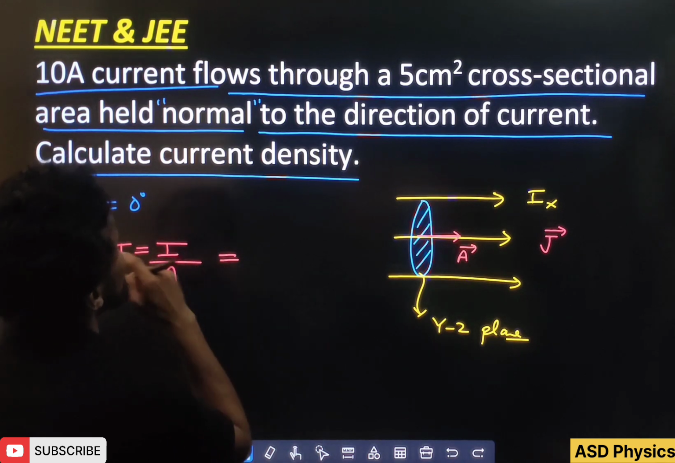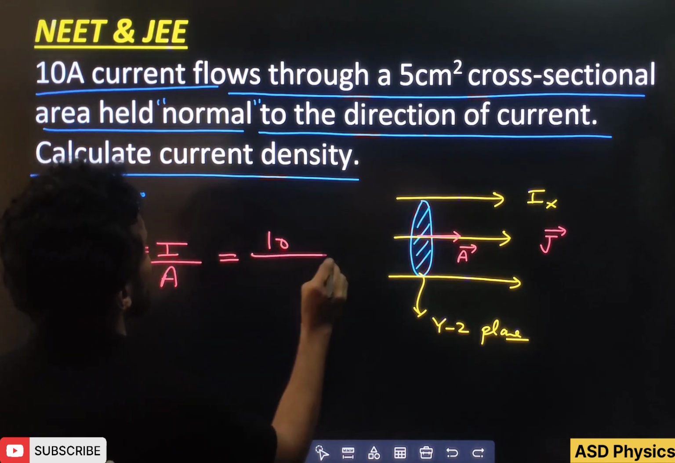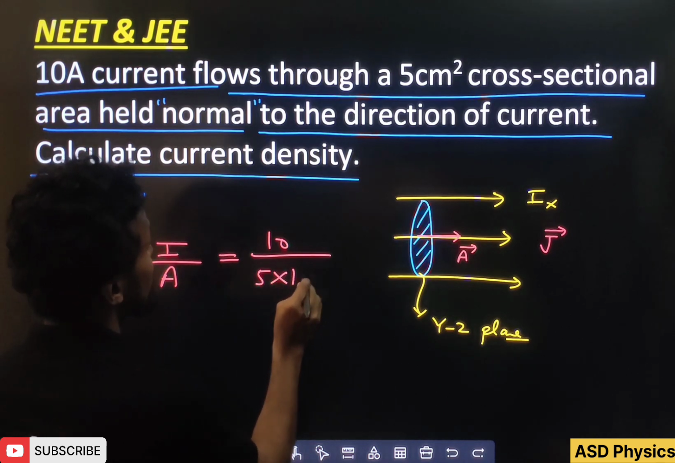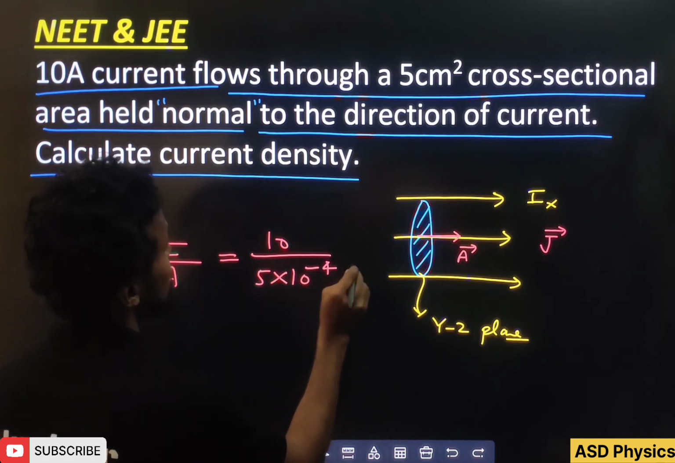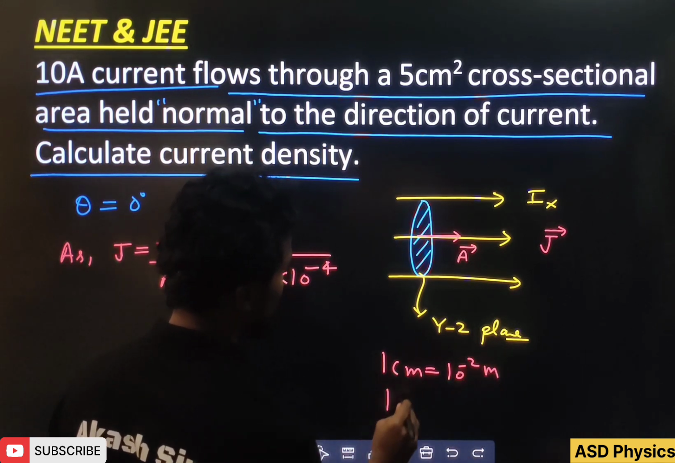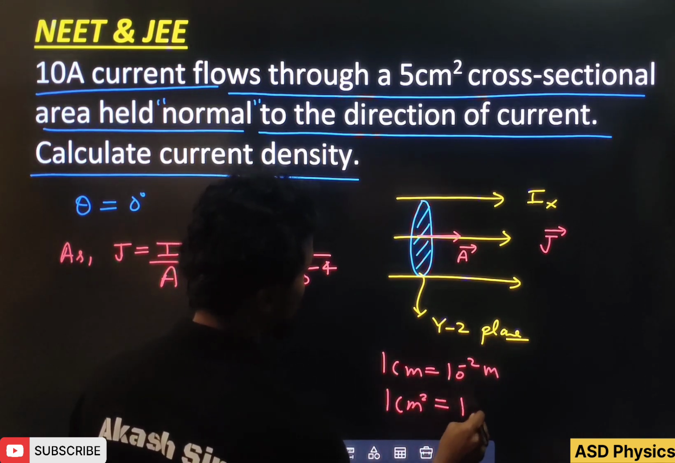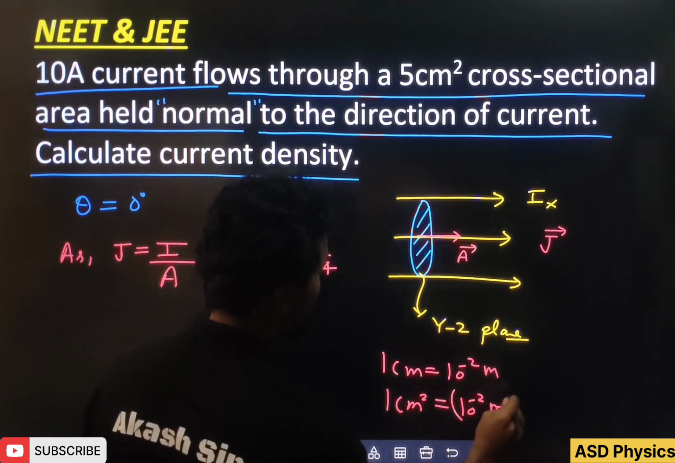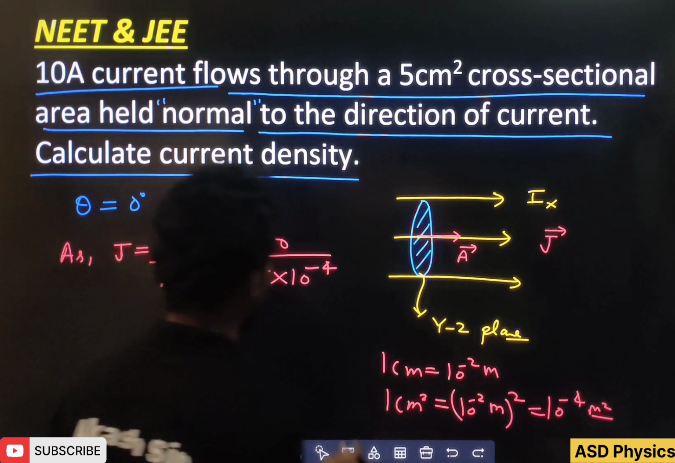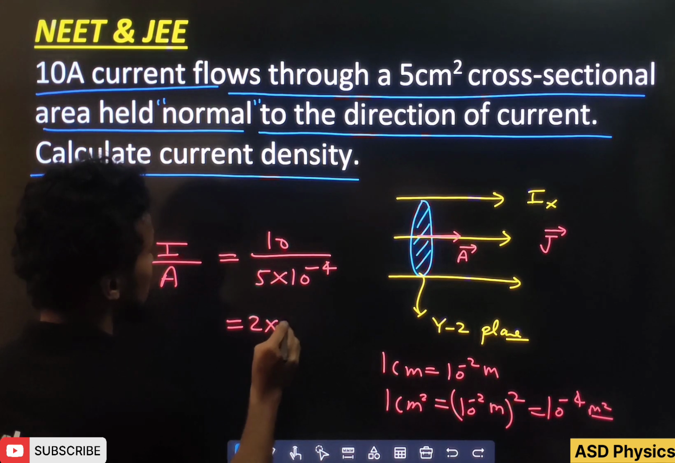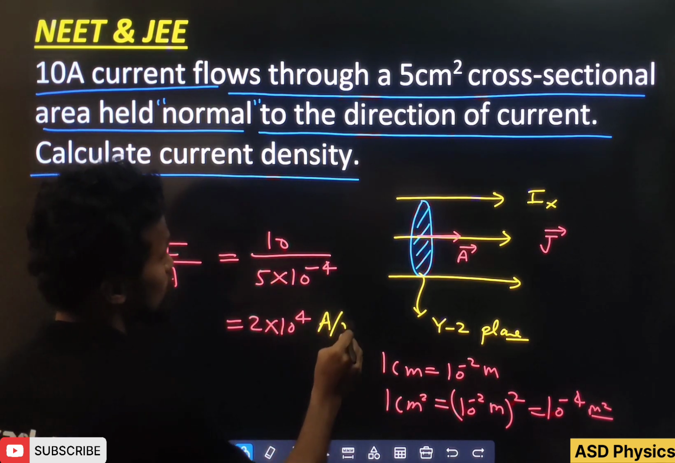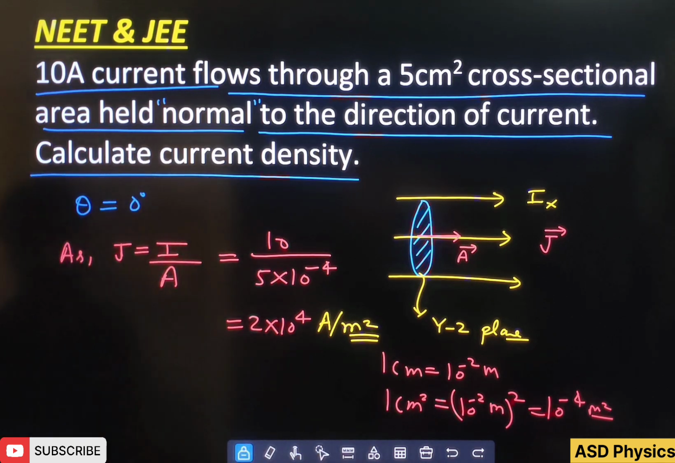So what will happen here? I is how much given here? I is 10. After that, area is 5 centimeter square. That means you write 5 into 10 to the power minus 4. Why? Because 1 centimeter means 10 to the power minus 2 meter, so 1 centimeter square means 10 to the power minus 4 meter square. When you simplify this, it will come 2 into 10 to the power 4. And what is the unit, students? The unit is ampere per meter square.